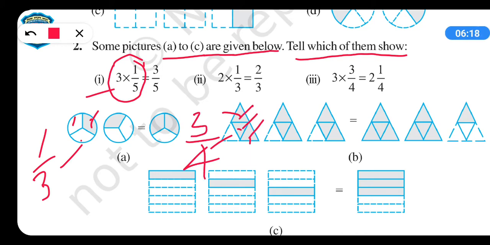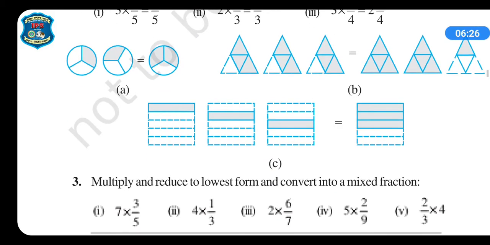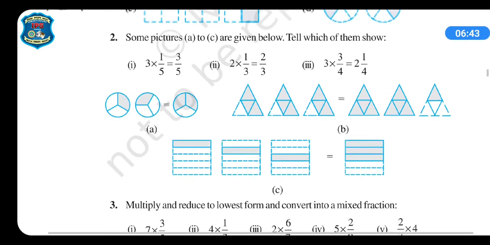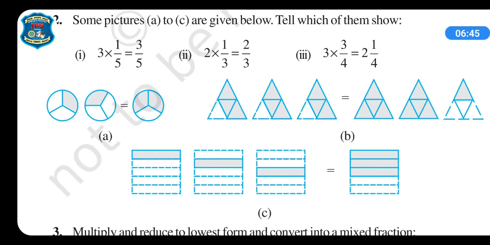So 3 upon 4 is this one, right? This is 3 upon 4. Now look at the next one. In this figure, 1, 2, 3, 4, 5 parts are there, so it is divided into 5, and how many are shaded? 1, so it is 1 upon 5, right? So you can match it, you can find it. Tell me. Now the first one, 3 into 1 upon 5, which one is it?